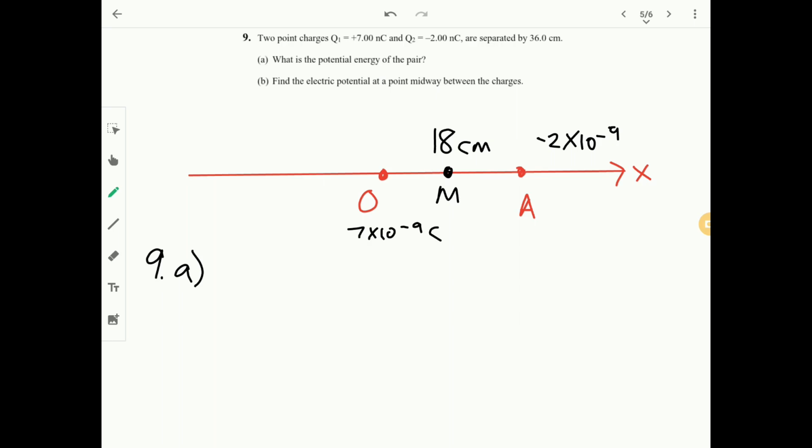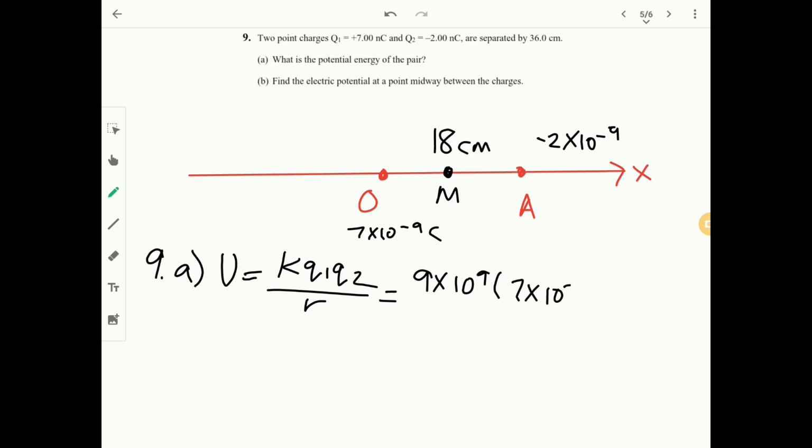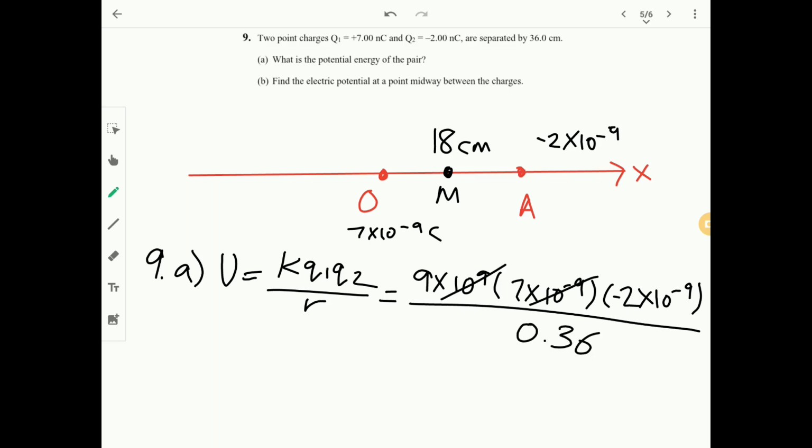Let's solve it together. They're looking for the potential energy of the pair. The very first equation we learned about electric potential is U equals K Q1 Q2 over R, R being the distance. One thing that is different, you may remember another equation, Coulomb's law, Q1 Q2 over R squared. Here Q1 and Q2 are not absolute values, the negative sign matters, and we will consider it. So it's 9 times 10 to the 9 times 7 times 10 to the power minus 9 times minus 2 times 10 to the power minus 9 over, 36 centimeters, so 0.36, this cancels, and we should get minus 3.50 for 3 significant figures times 10 to the minus 7 joules.